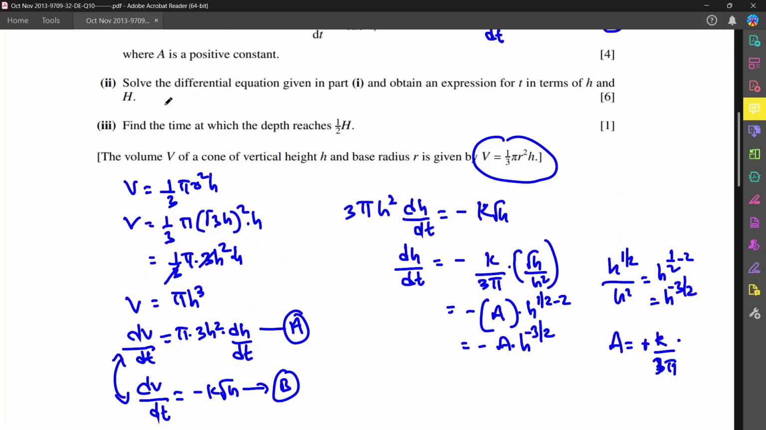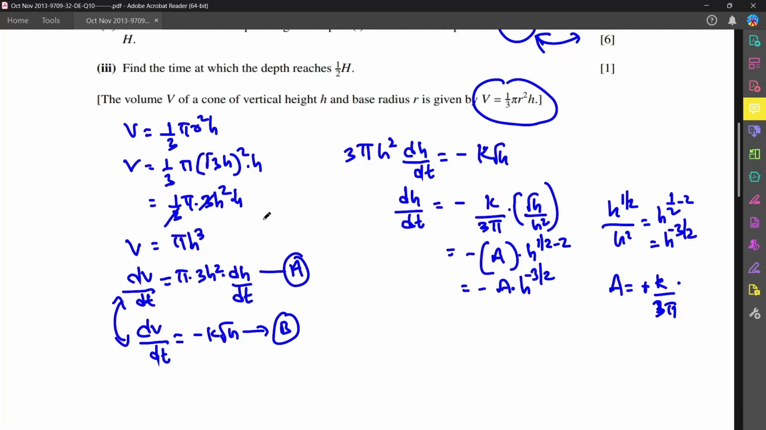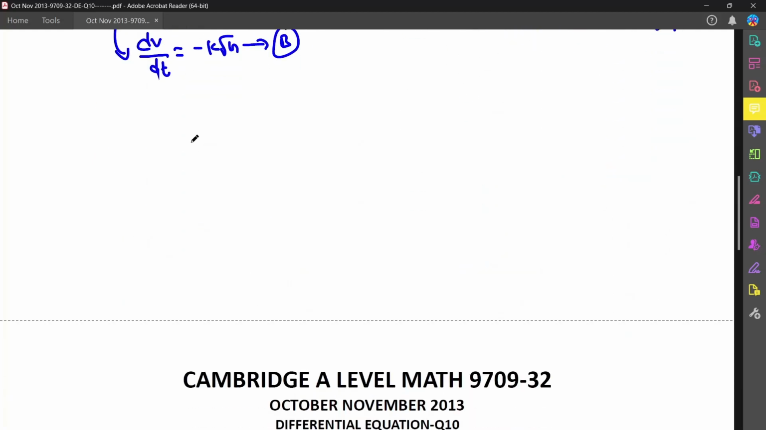The second part is to solve the differential equation given in part 1 and obtain an expression for t in terms of h, which means you should get t as the subject, and on the right you will get an expression in terms of small h and capital H. So let's see how we can do that.